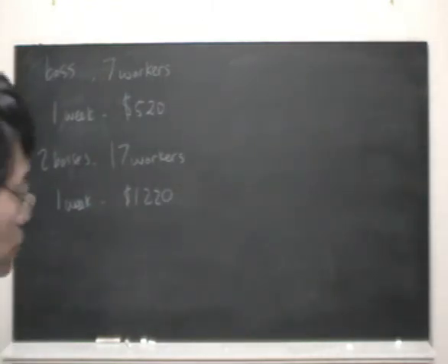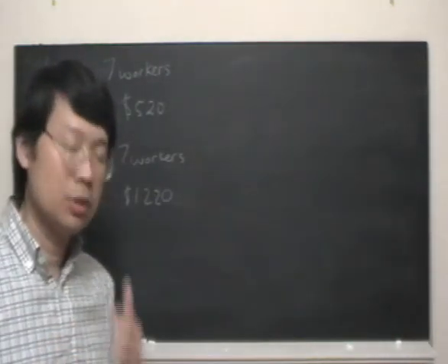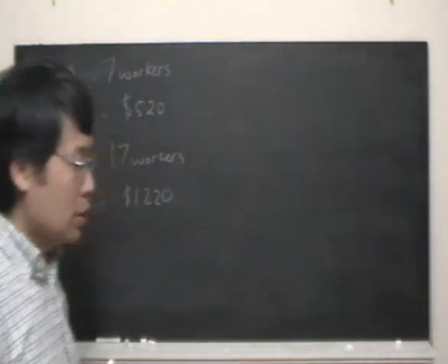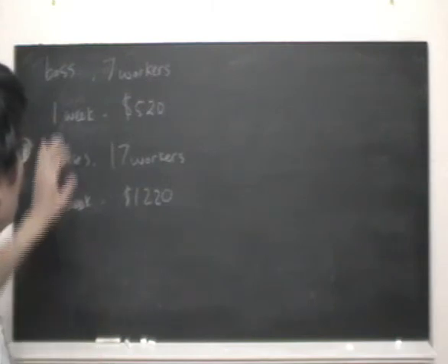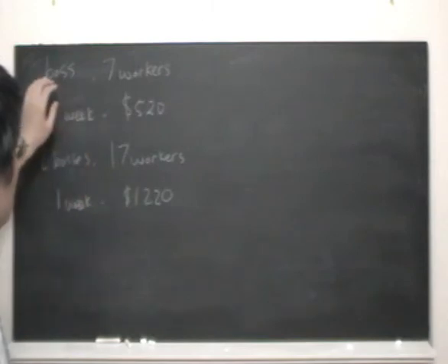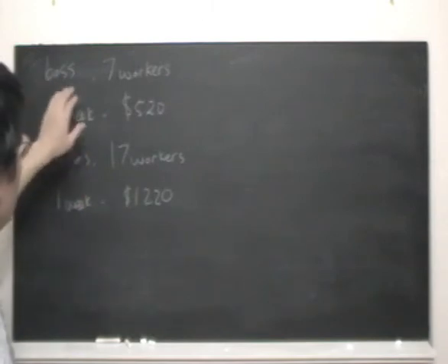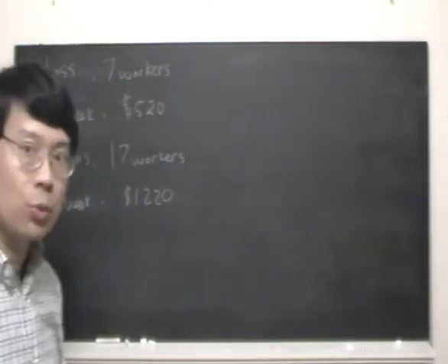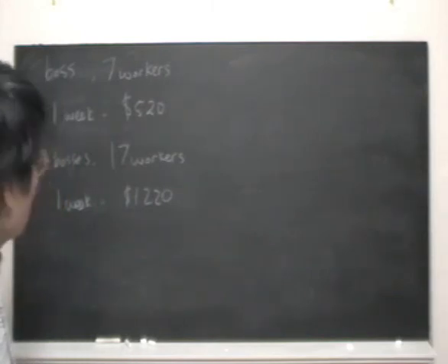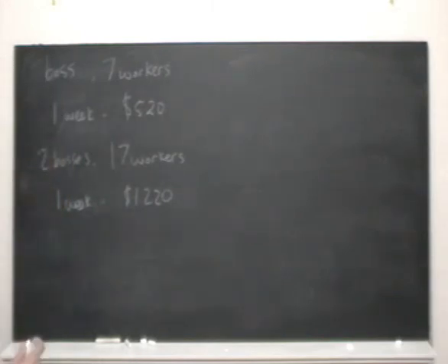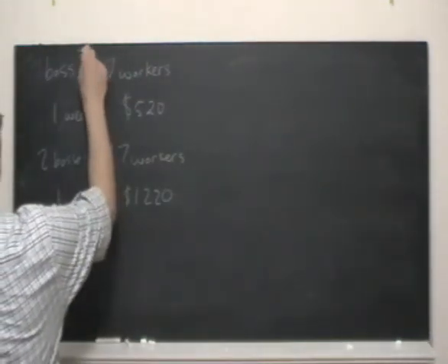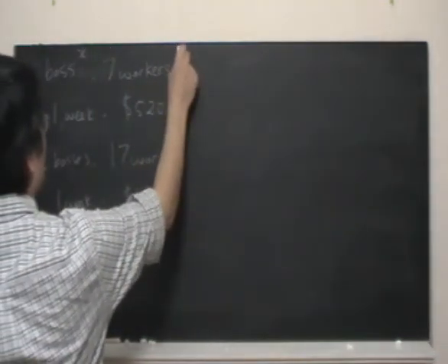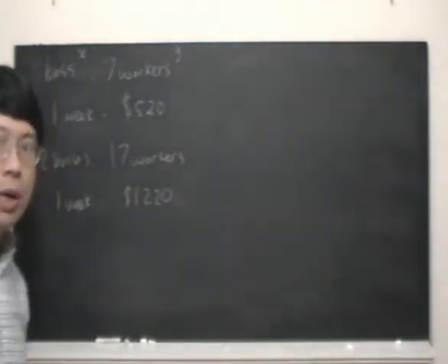So once again, we can use algebra to solve the problem. So the unknowns here are the earnings of the boss and of the workers. So let the earning of the boss be X and the earnings of each worker be Y.